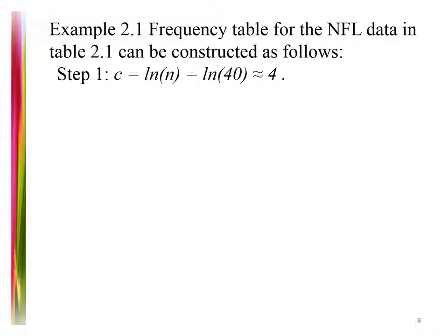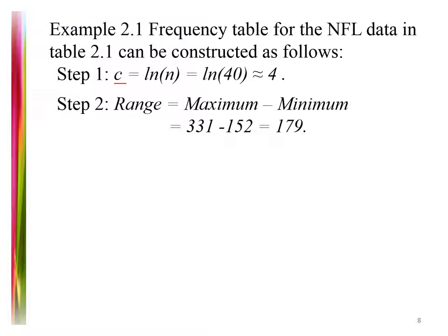It should be equal to the logarithm of n. In this case we have 40 observations, so the logarithm of 40 should be equal to maybe 3.87 or something. So that is approximately 4. This is the number of classes, and the number of classes should be an integer, not a decimal. So we have to write down a suitable integer value.